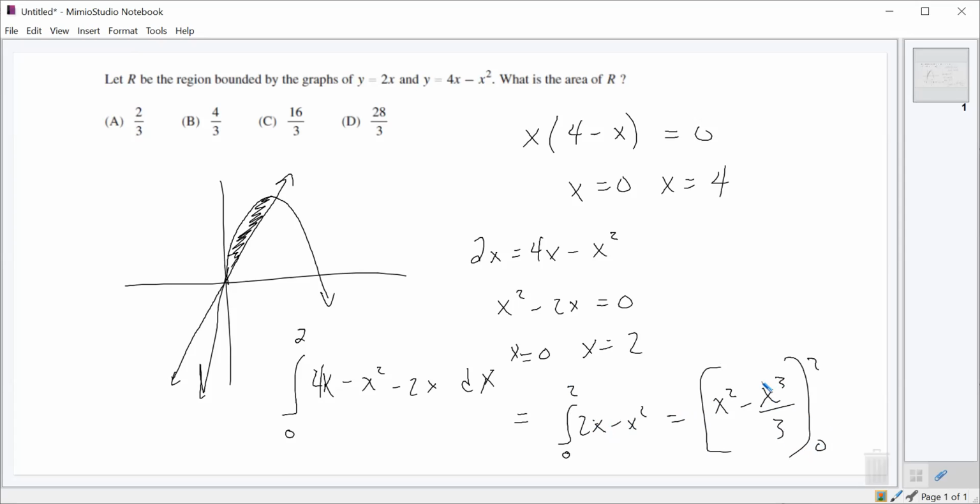And you plug in 0, that's just going to be 0. So all we need to worry about is plugging in 2. 4 minus 8 thirds, and that should be 12 thirds minus 8 thirds. It should be 4 thirds. Does that make sense? Okay, thank you.